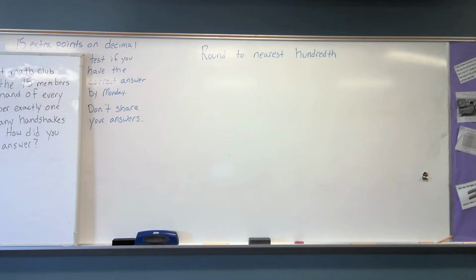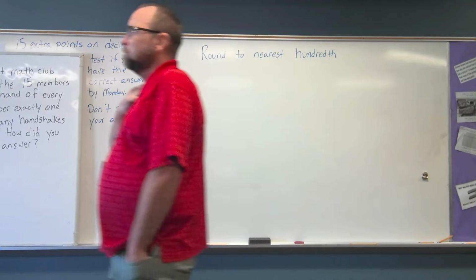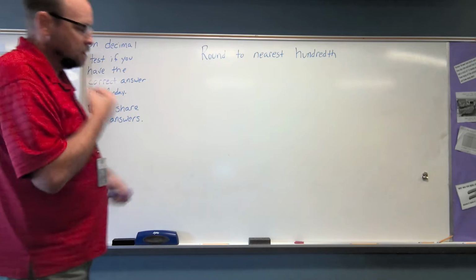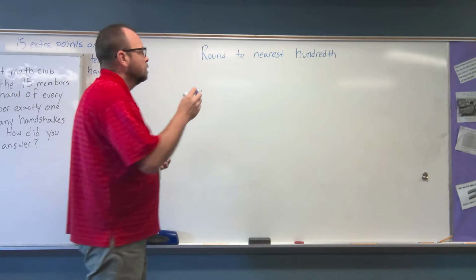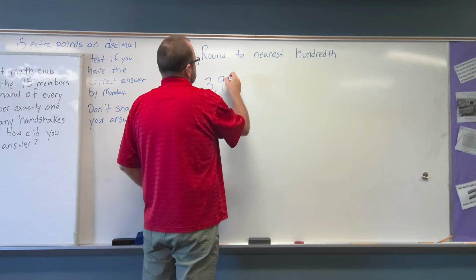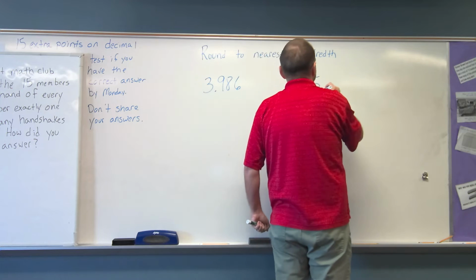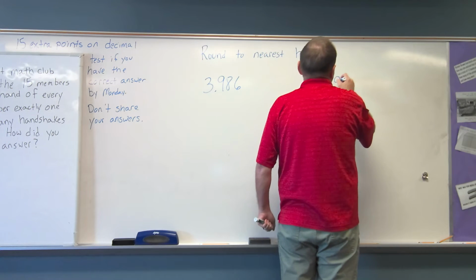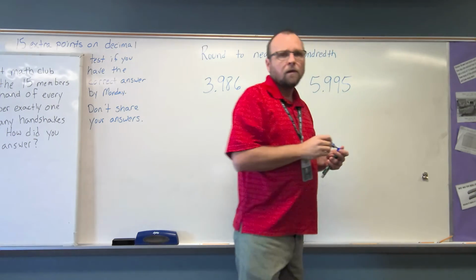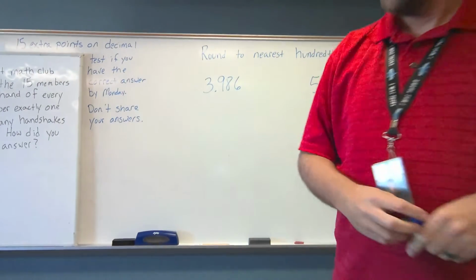And what I'm going to do here is we're going to round to the hundredths, the tenths, and the whole number. When rounding to the whole number, it's like rounding to the ones place. We'll start with rounding to the nearest hundredth. We're going to take these two numbers, we're going to round them to the nearest hundredth.